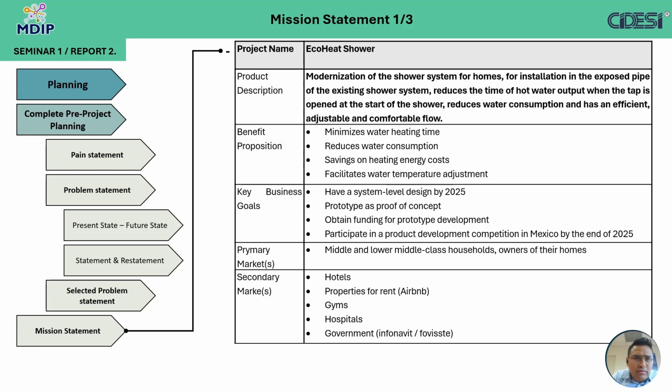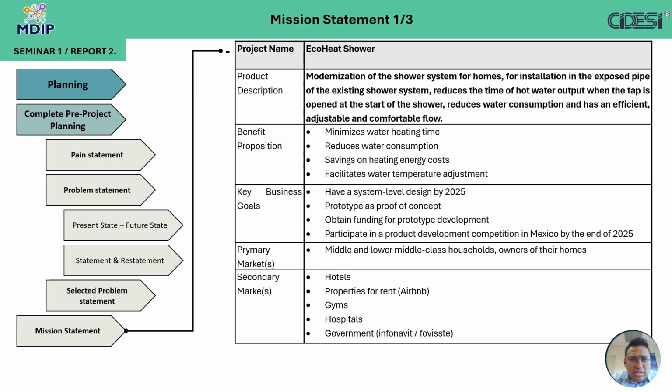We decided to name our product Echo Head Shower. After some revision, our product description was as follows: modernization of the shower system for homes, for installation in the existing shower system, to reduce the time of hot water from when the tap is open at the start of the shower, reduce the water consumption, and have an efficient, adjustable and comfortable flow.